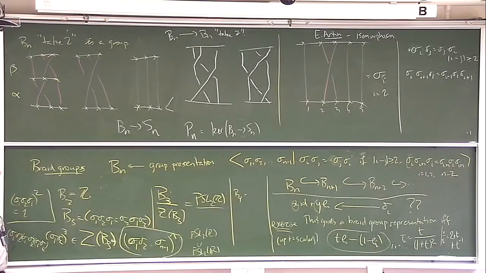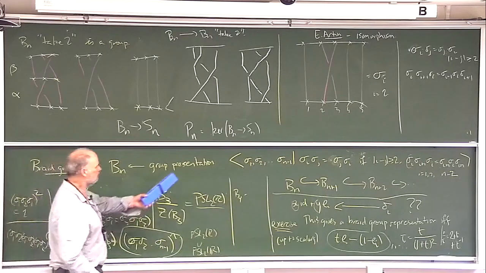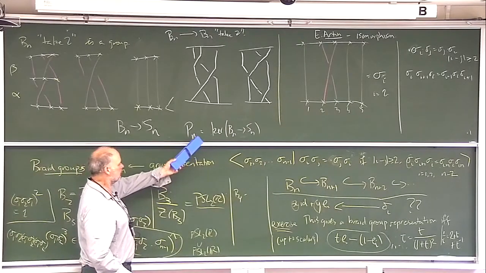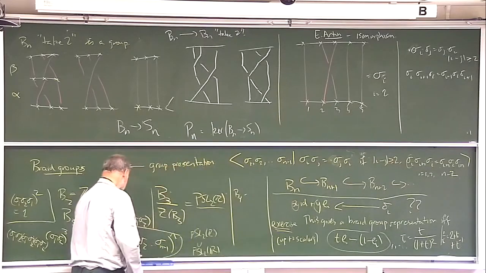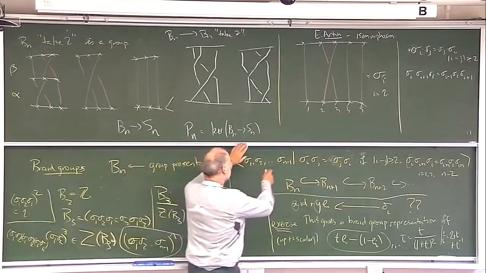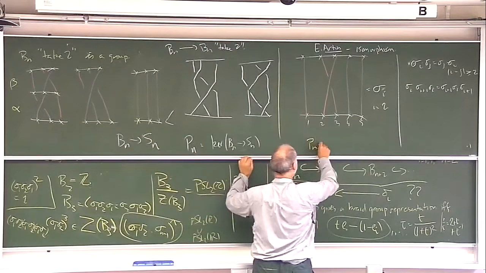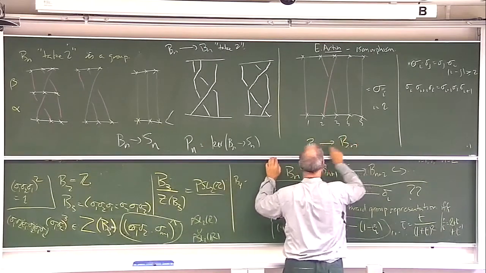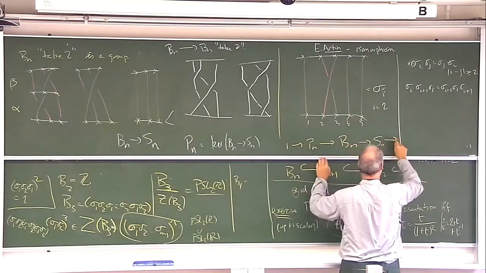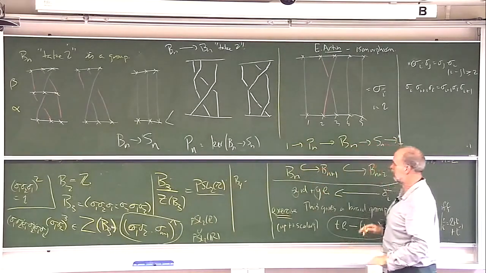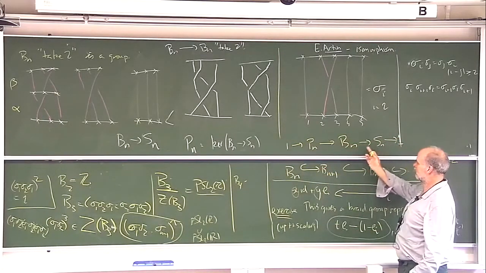Right. So you notice that this pure braid group, there's an extension. There's obviously an extension from the pure braid group to the braid group to the symmetric group. It's certainly not split. There's no way you can lift the symmetric group up to the braid group.